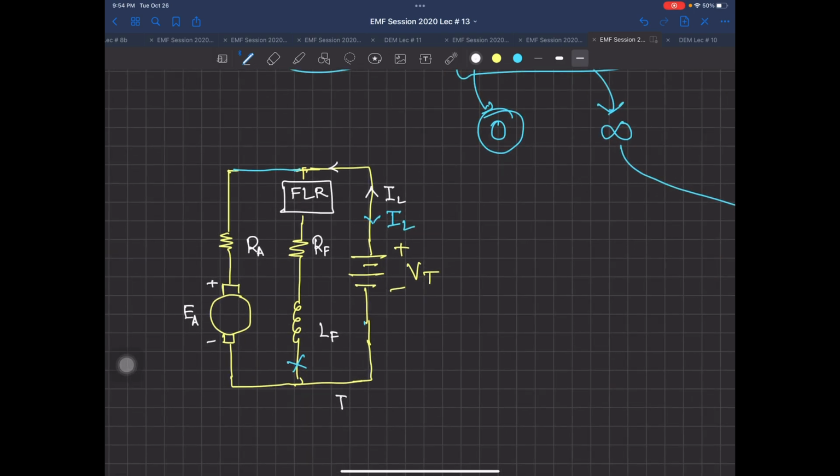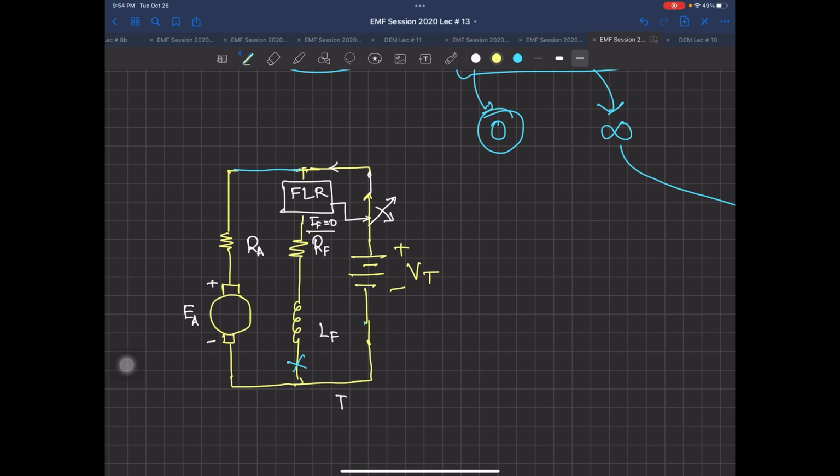So when this field loss relay detects that the field current becomes equal to zero, it has a small switch, and that switch is activated by this field loss relay. As soon as it senses that the field current becomes equal to zero, this switch will be turned off. The previous position of this switch would be something like this, but as soon as this relay senses that the field current has gone to zero, it will instantaneously turn off.